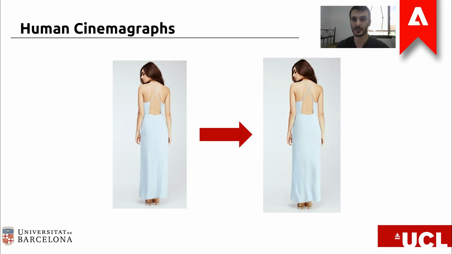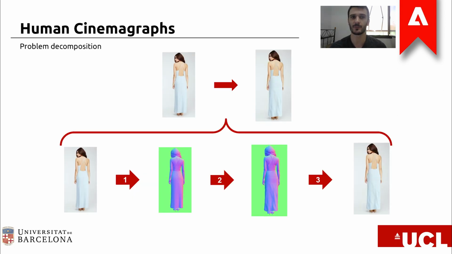In this work, we address the problem of generating human cinemagraphs from still RGB images automatically using deep learning. We generate looped videos in which only the person's clothes move, as if waved by the wind. We decompose the problem into three different stages: normal map estimation, cyclic and controllable normal animation, and normal guided synthesis.